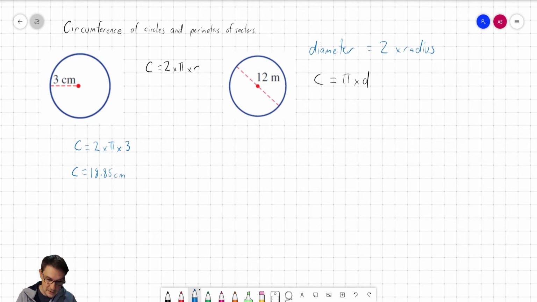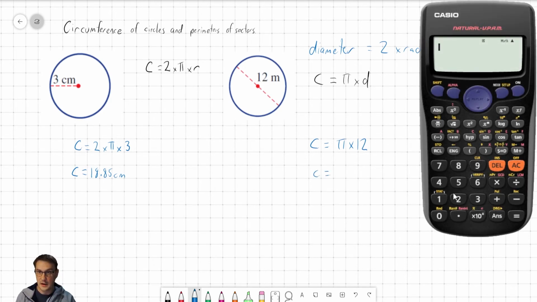Now in this circle here, the circumference then is going to be equal to pi times 12, and then C is going to be equal to, as we use our calculator now, we're going to type pi times 12, being the diameter, press equals, and that gives us a circumference here of 37.70 meters.